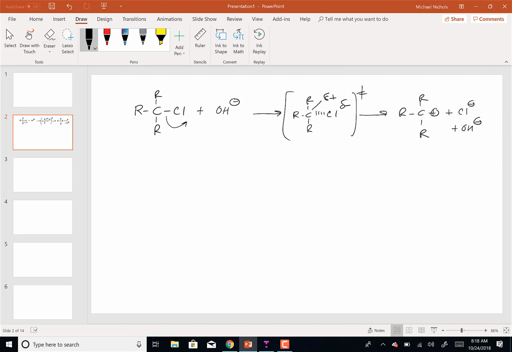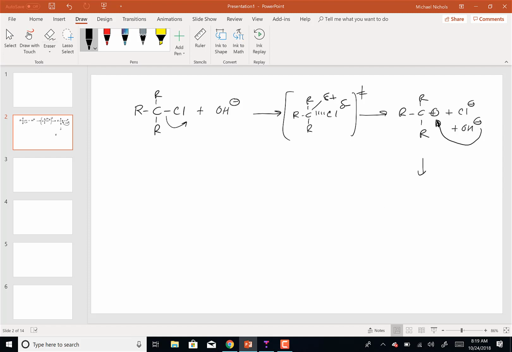So that's step 1. And the first step is called the rate determining step. This is the slow step. And then in the second step, my hydroxide is going to donate its pair of electrons to the plus charge, to the carbon with the plus. So I'm using a full arrow to indicate the movement of both of the electrons from the oxygen. And so when I do that, I end up with my final product.